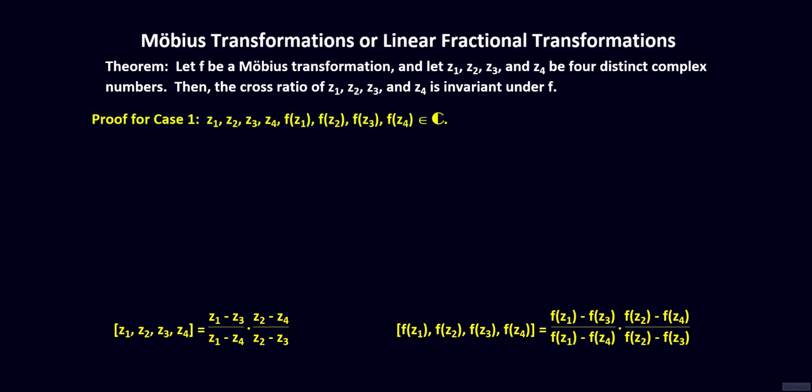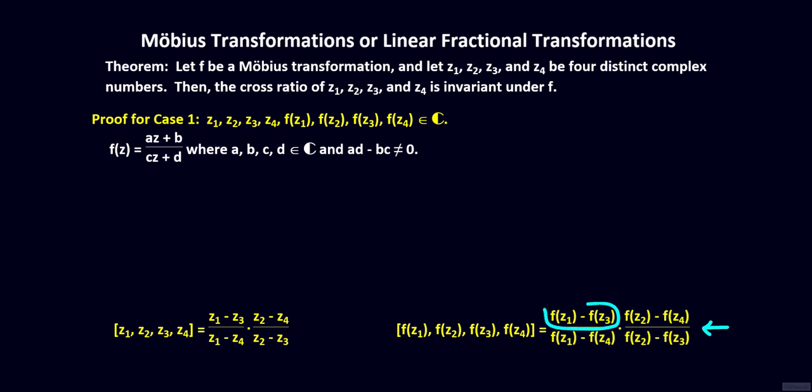For the proof of case 1, we simply calculate each component of the cross ratio of the f of z sub i's. Because f is a Möbius transformation, we should be able to write f of z in the form the quantity a times z plus b divided by the quantity c times z plus d, where a, b, c, and d are complex numbers, and ad minus bc is not equal to 0.